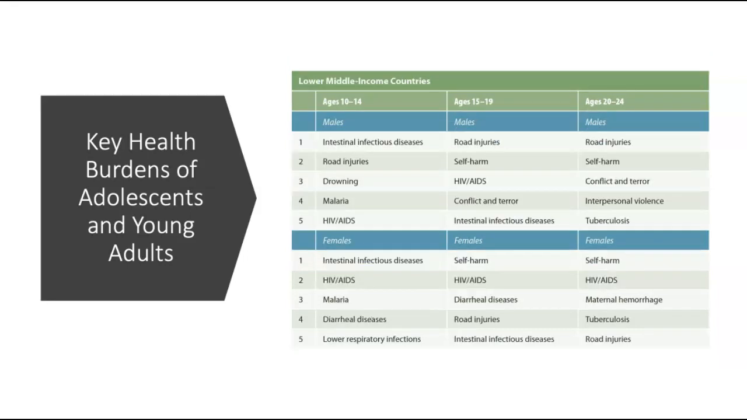In upper low middle income countries, again, you start to see the transition away from communicable diseases, so you start to move into conflict and terror, self-harm, and interpersonal violence. Again, similar with women, you have the same communicable diseases, but a little bit more self-harm, you can see, and maternal hemorrhage.